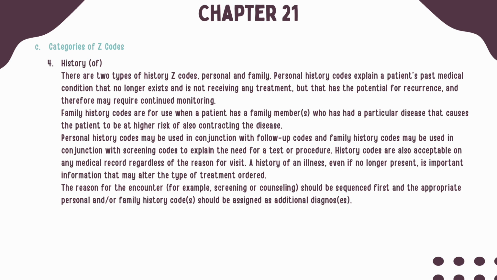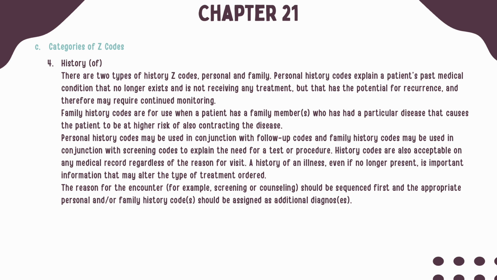It is possible for a record to have both a personal history and a family history code, and for these codes to be used in conjunction with screening codes in order to explain the need for that test or procedure. History codes are acceptable on any record, regardless of the reason for the visit. A history of a condition, even if it is no longer present, is important information that may alter the type of the treatment that is ordered by your provider.